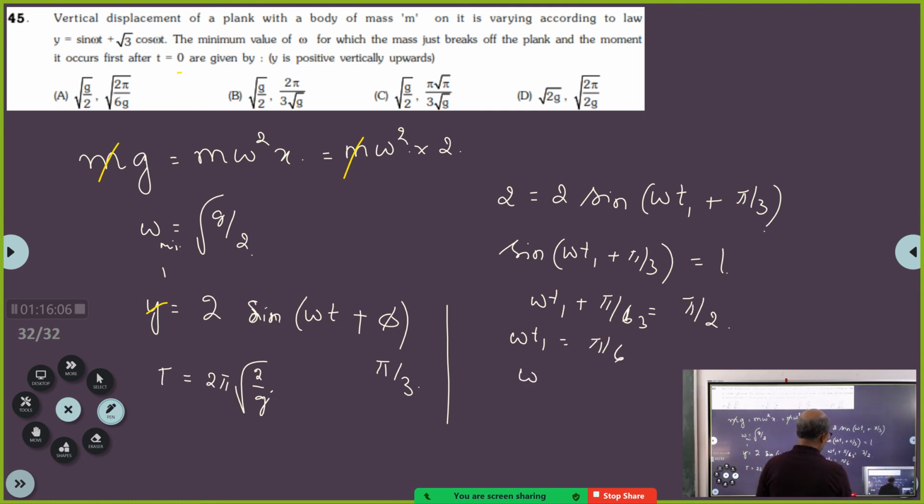Now omega we will write as 2 pi by capital T. 2 pi by capital T into t1 should be equal to pi by 6. And the T we just calculated is 2 pi root of 2 by g, isn't it? 2 pi root of 2 by g. So that will get cancelled.